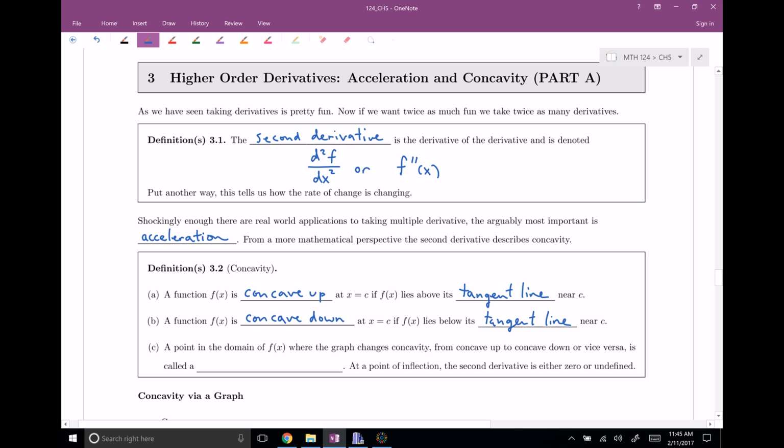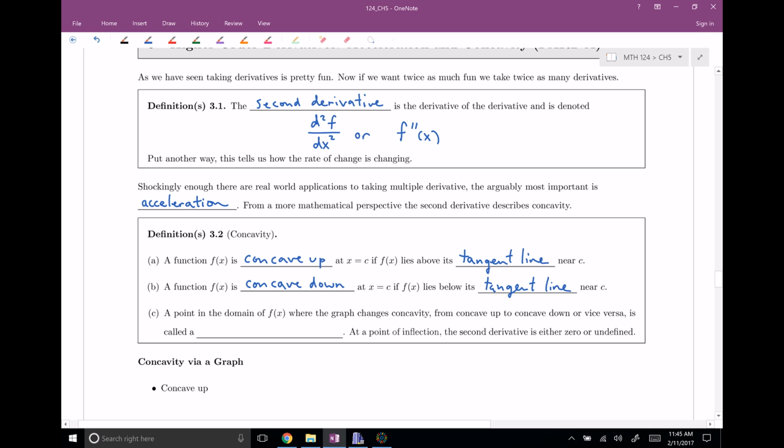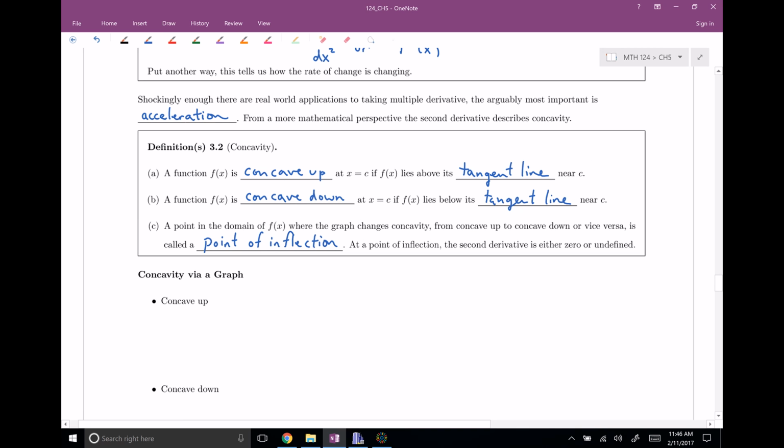And then finally, one more definition I need to give you. A point, which should be in the domain of f of x, where the graph changes concavity from concave up to concave down, or from concave down to concave up, is called a point of inflection. Sometimes I would just refer to this as an inflection point. So at this point of inflection, the second derivative is either 0 or undefined. We'll see how we use that in just a little bit. So these are the definitions.